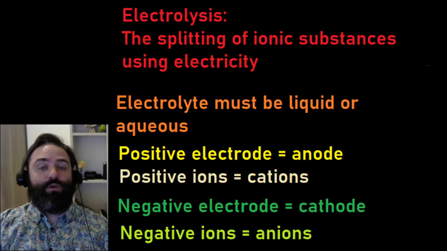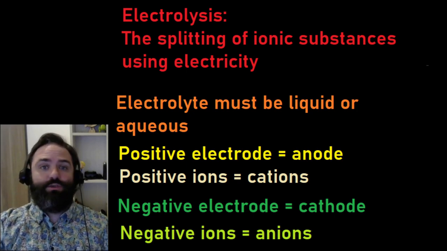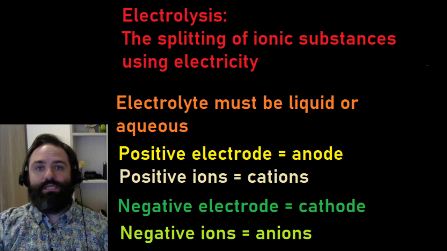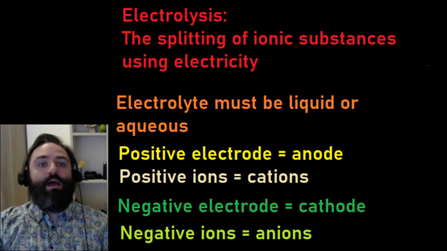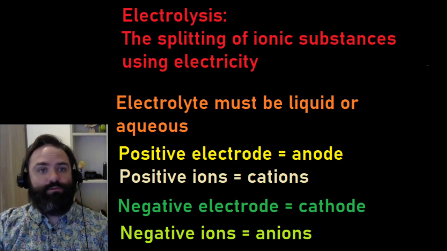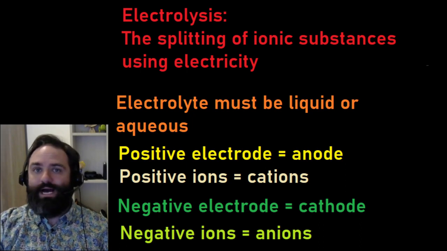In a previous video, we looked at the basic ideas of electrolysis. To quickly recap, electrolysis is the splitting of ionic substances using electricity. The electrolyte is the substance being split up and must be in the liquid or aqueous, which means dissolved in water, state. The anode is the positive electrode. Negative ions attracted to it are called anions. The cathode is the negative electrode. Positive ions attracted to it are called cations.